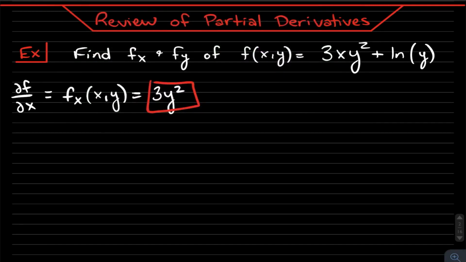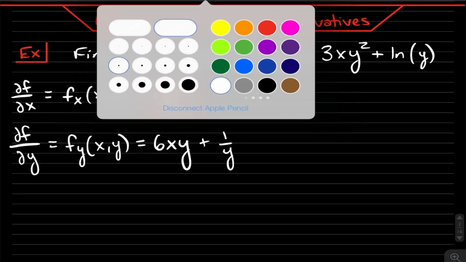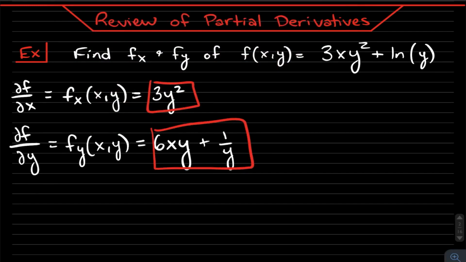Now on to your second partial derivative, the partial derivative with respect to y. This can be rewritten as f sub y of x and y. And if we are now differentiating with respect to y, we treat the x as a constant. So the 2 comes down, gets multiplied out front, and so you get a 6x, and then you'll just have a y to the first power there. And then you have a natural log of y. When you take a derivative of that, you'll get 1 over y. And there you have it. That is your second partial derivative.